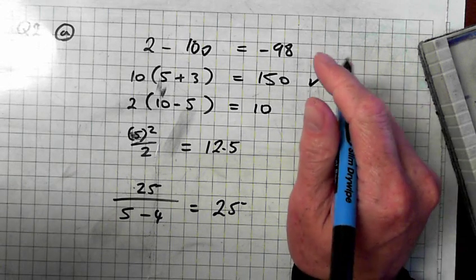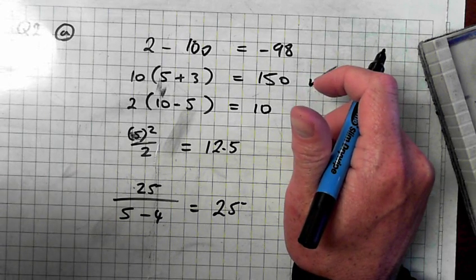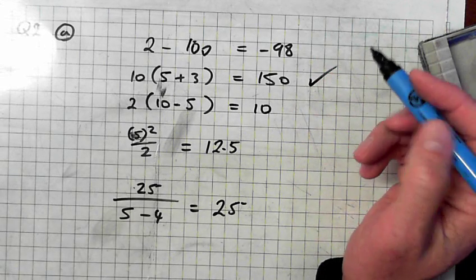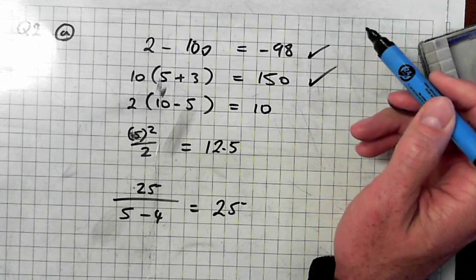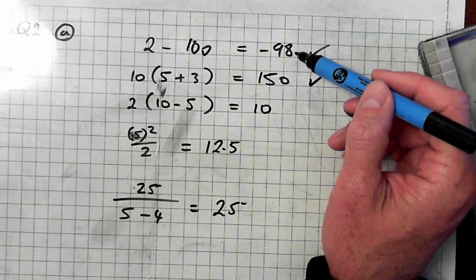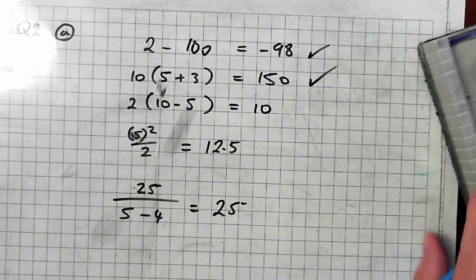All right. Which of the expressions in part 2 has the lowest value? Which is the lowest? That one there at the top. Minus 98 is the lowest value. Okay. So that's right.